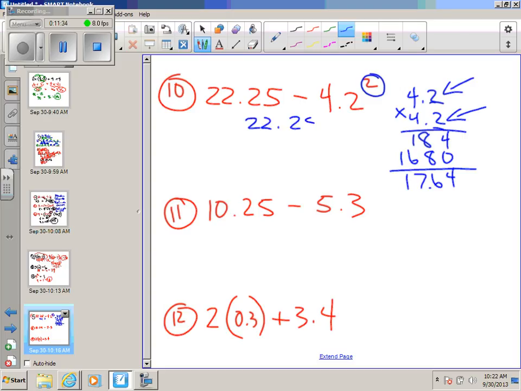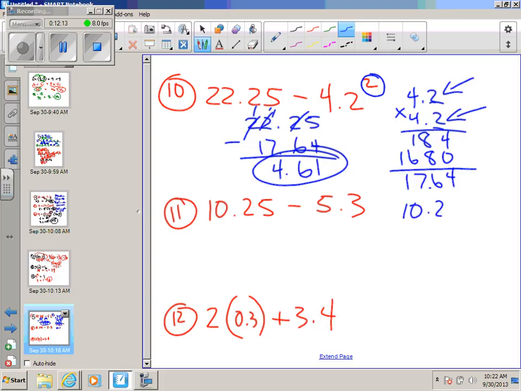Now, when I subtract, I need to make sure I line up the decimals, right? So we do our subtraction. 4 and 61 hundredths. All right? Very good. So it's because you copied it wrong? This one here. That was just it? Okay. So I'll just put a 0 there just to make things even. 5 minus 0 is the 5. 12 minus 3. 4.95.